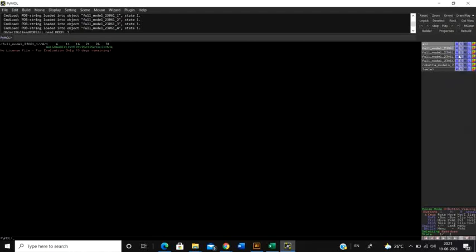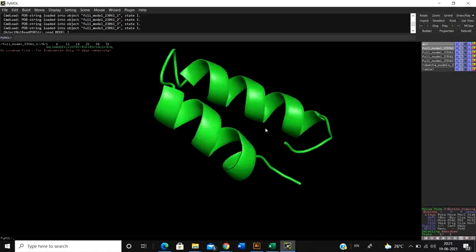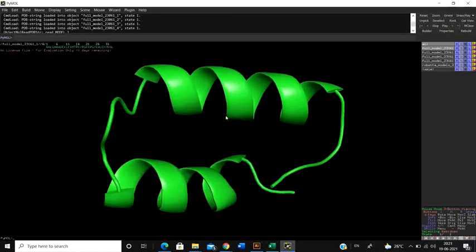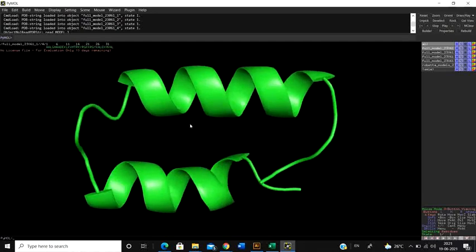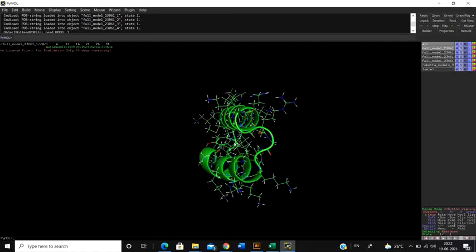I am going to hide the ribbon and I am going to show it as cartoon. So cartoon is the best method to visualize your molecule. If I select cartoon, see now I can actually visualize and understand the secondary structure of the molecule. This is the alpha helix. Whereas these particular portions are the coils in the protein structure.